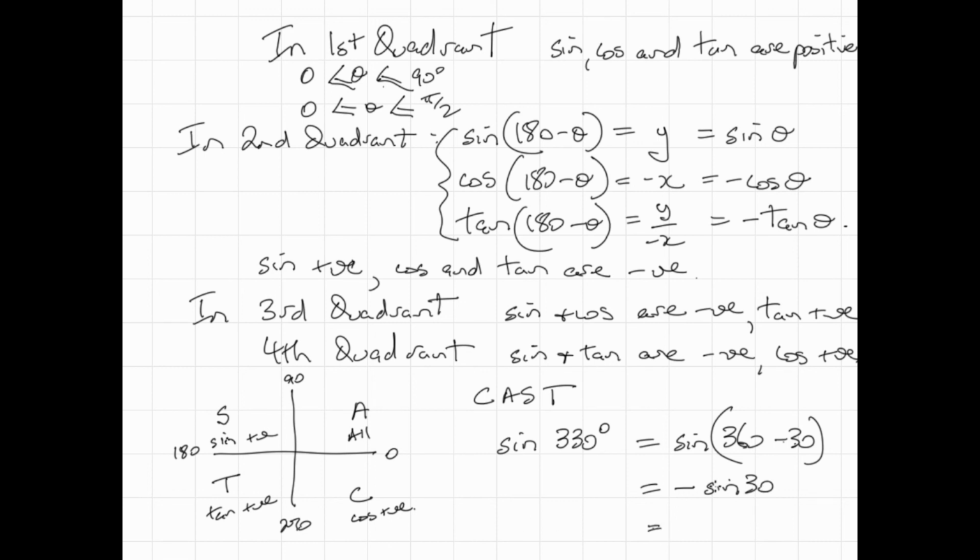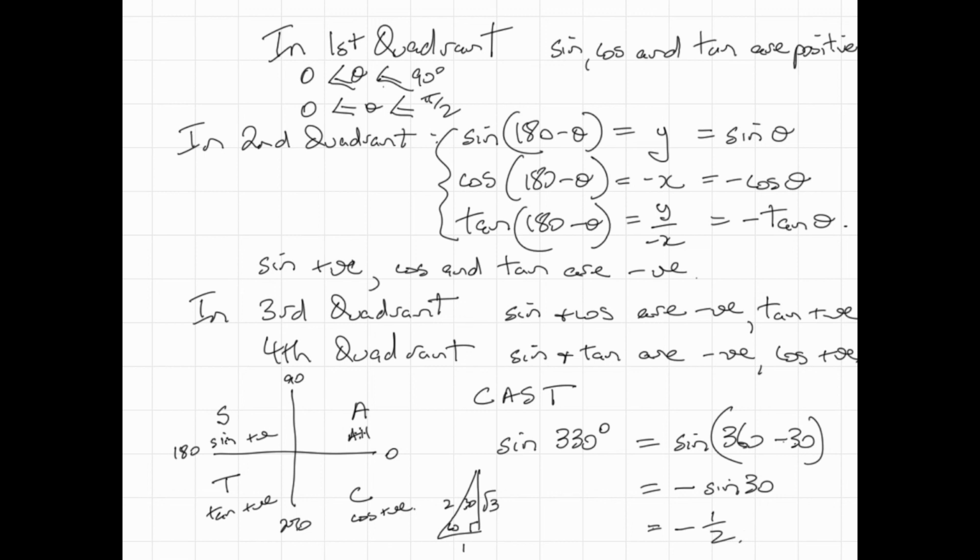We then go and say, oh, 30, I've seen that before. That's that little triangle that's got a 30 up there, 60 down there, and 1, 2, root 3, one that you need to commit to memory. Sine of 30 is opposite over hypotenuse, so that's minus. Sine of 30 is equal to a half.